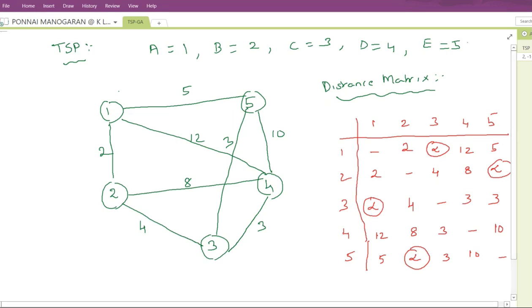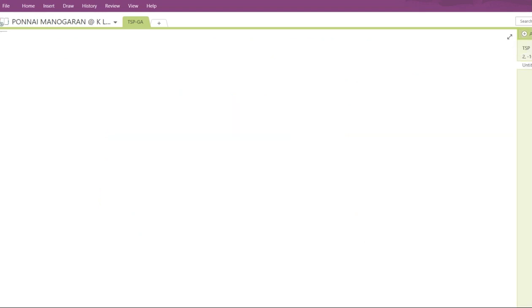Once it is over, now what we will do is we will try to find the optimum path so that your overall path length is reduced. Okay, let us see how we can solve using genetic algorithm. So after converting into this, let us see the next step. So here the next step is how to represent the solutions.